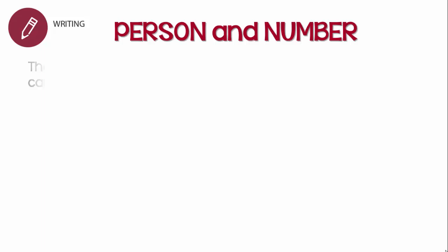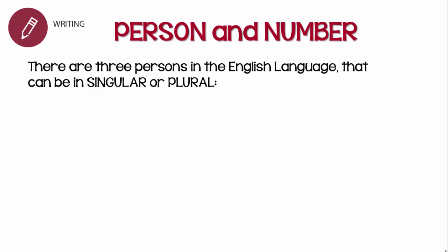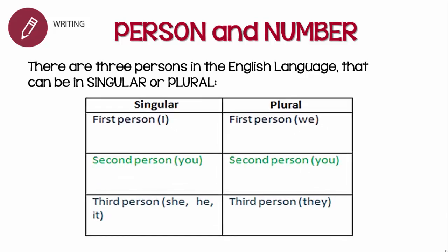Person and number. There are three persons in the English language that can be in singular or plural. First person singular is I. Second person singular is you. Third person singular is she, he, or it. Remember that it is used for things and objects. In the plural, the first person is we, the second person is you, and the third person is they.